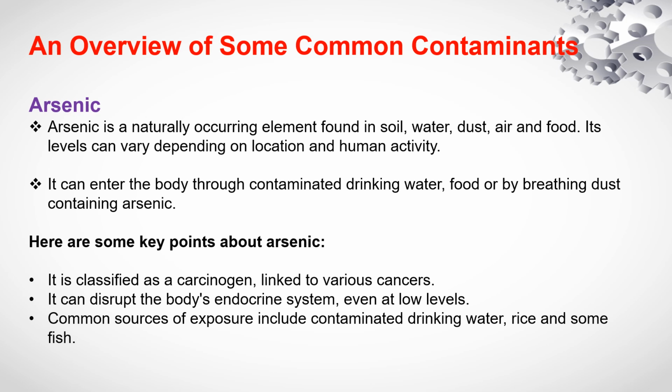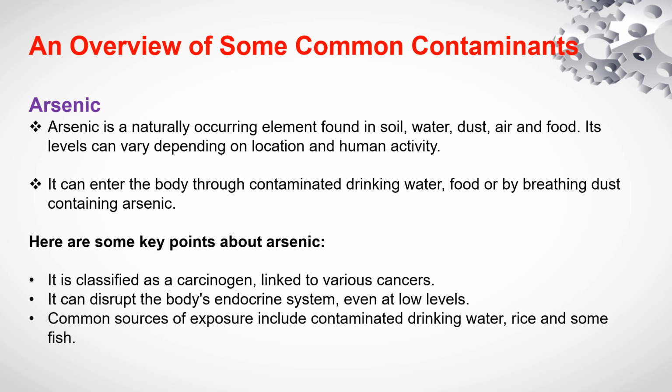So I'll give you certain overviews of common contaminants. For example, begin with arsenic. Arsenic is a naturally occurring element found in soil, water, dust, air, and food. Its level can vary depending upon the location and human activity. It can enter the body through contaminated drinking water, food, or by breathing dust containing arsenic.